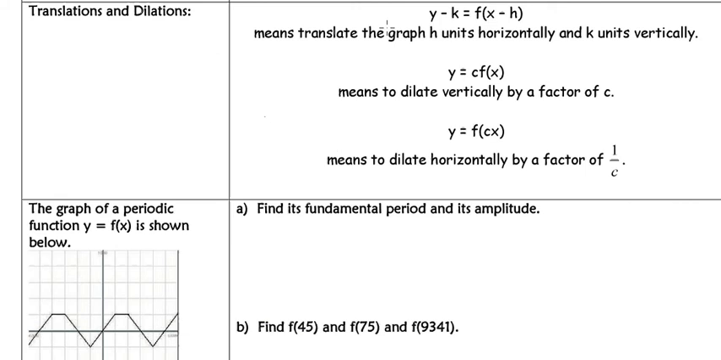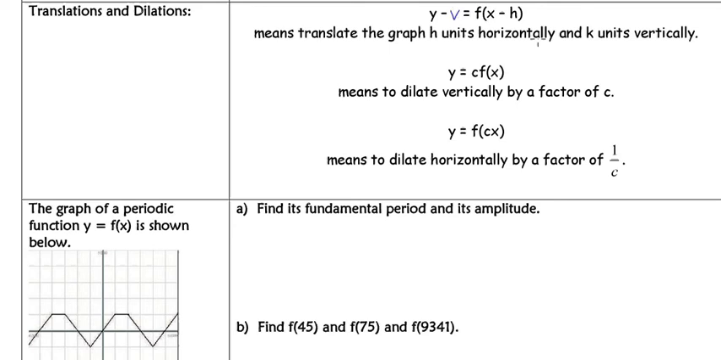All right, translations and dilations. So here we have that if you have the function y minus k equals f of x minus h, those k and h values are going to be horizontal for h and vertical for k. Typically in class I usually don't use k. I'll use v just to remind us, so it's horizontal is h and vertical is v. But I will go ahead and refer to it as k throughout the rest of the video.